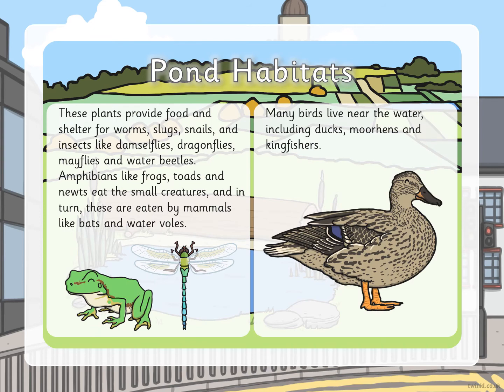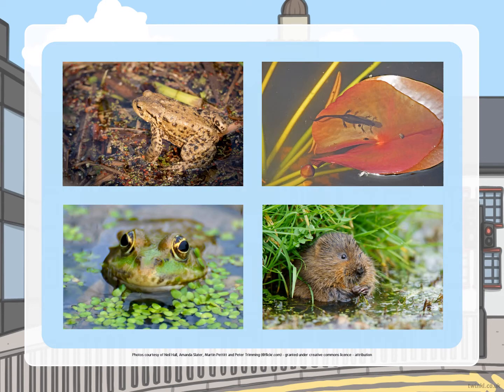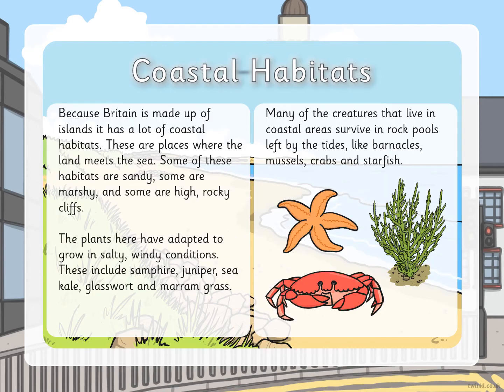These plants provide food and shelter for worms, slugs, snails and insects like damselflies, dragonflies, mayflies and water beetles. Amphibians like frogs, toads and newts eat the small creatures, and in turn these are eaten by mammals like bats and water voles. Many birds live near the water, including ducks, moorhens and kingfishers. There are some examples of living things in the pond habitat.